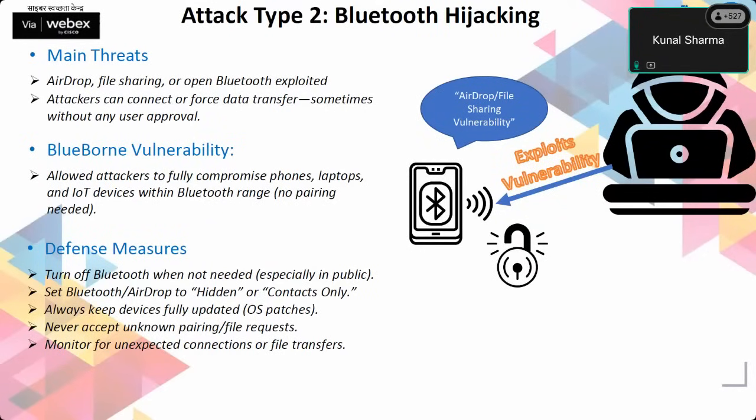So what are the defensive measures we can take to avoid this vulnerability? First, if you do not require Bluetooth, kindly turn it off. There is an option of AirDrop in Apple phones, and an option of making the Bluetooth visible only to contacts or hidden. Always keep your device fully updated. Sometimes you get a pair request, so never accept unknown pairing or file requests from random people. You can also monitor what files are being transferred from your Bluetooth to other devices. These are some of the defensive measures. If we take them, we'll be safe.